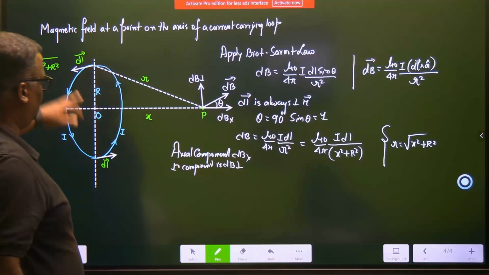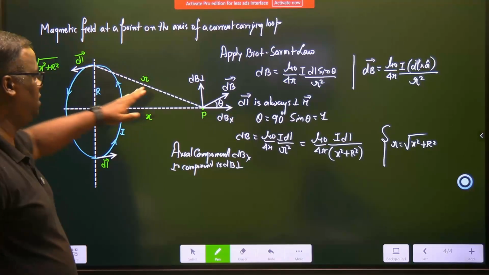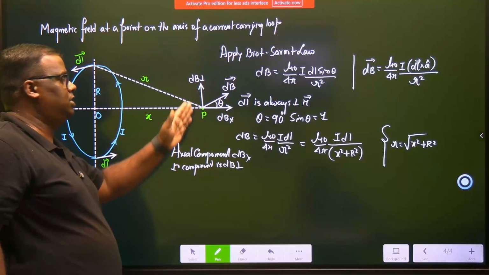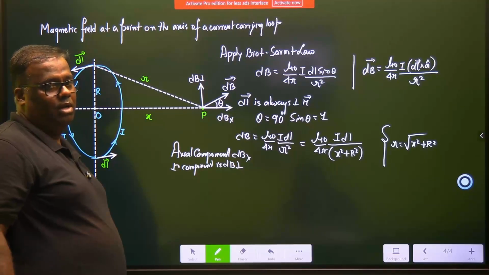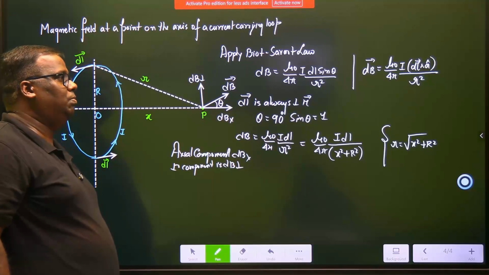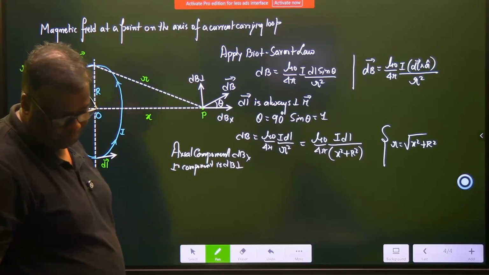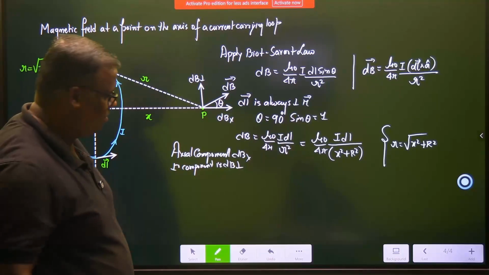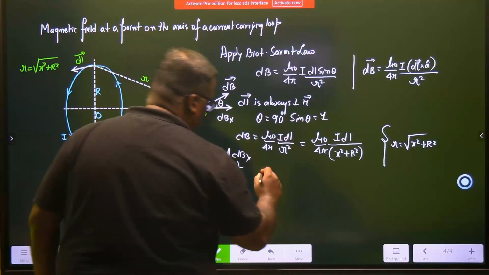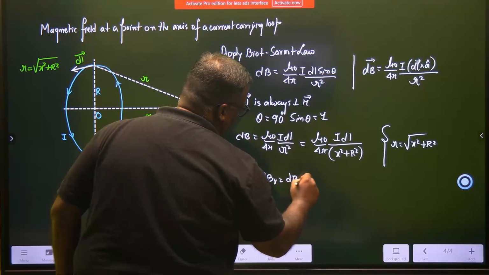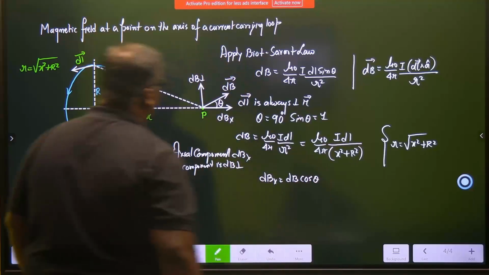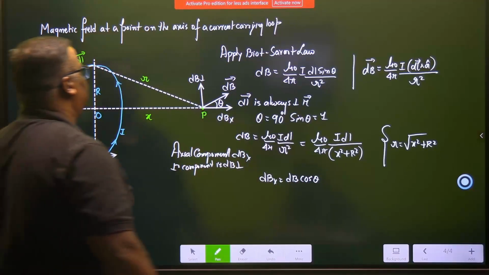Two opposite current elements eliminate dB perpendicular as they are equal and opposite. We had the same analogy when we were doing the electric field at the axis due to a charged loop. And only dBx survives. And you very well know that dBx should be equal to dB cos theta.